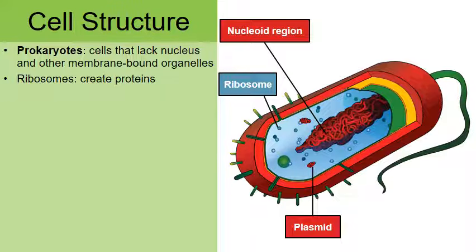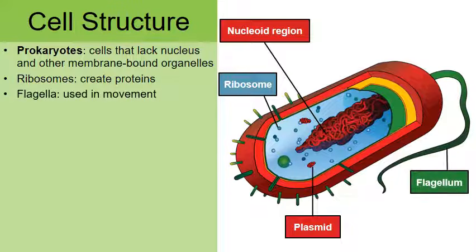Well, we come back to our diagram here. Notice they have a long whip-like tail on them called a flagellum. The plural version would be flagella. So sometimes a bacteria will have a single flagellum. Sometimes they'll have multiple flagella. But when they whip their flagellum back and forth, it propels them through their watery environment. It's how they move around.